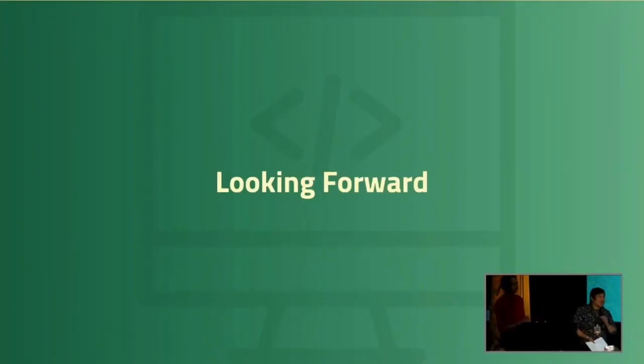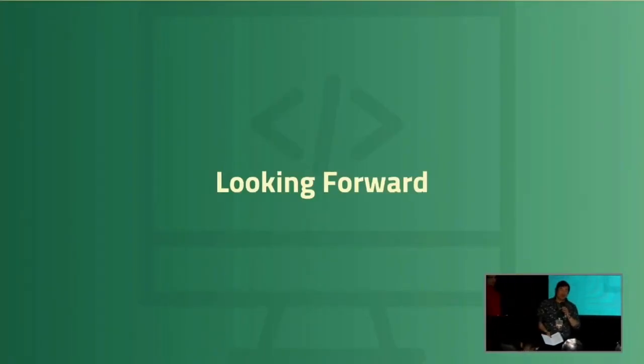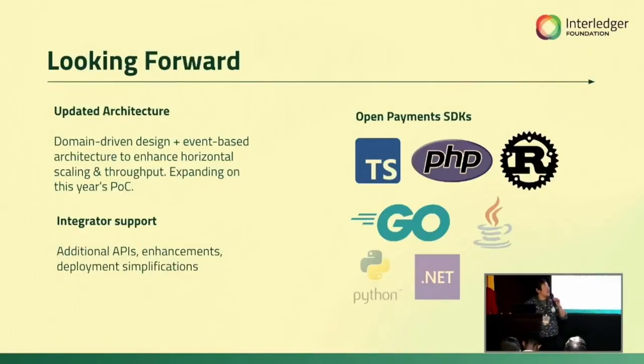So, as always, we're not ones to rest on whatever laurels we may receive. We're always looking to improve further, keep listening to our integrators, and as part of that continued discussion, we have devised some further developments that you can look forward to. The first of which is an updated architecture for Rafiki. We're looking at transitioning towards a domain-driven design and event-based architecture, which will enhance horizontal scaling and throughput.